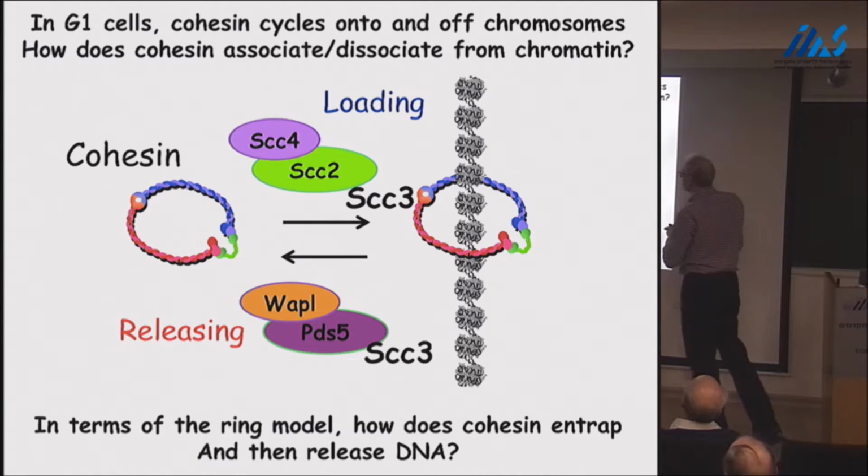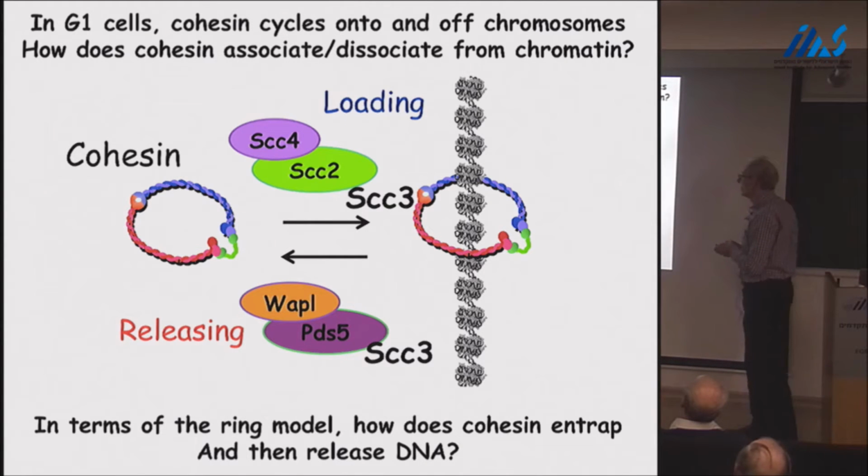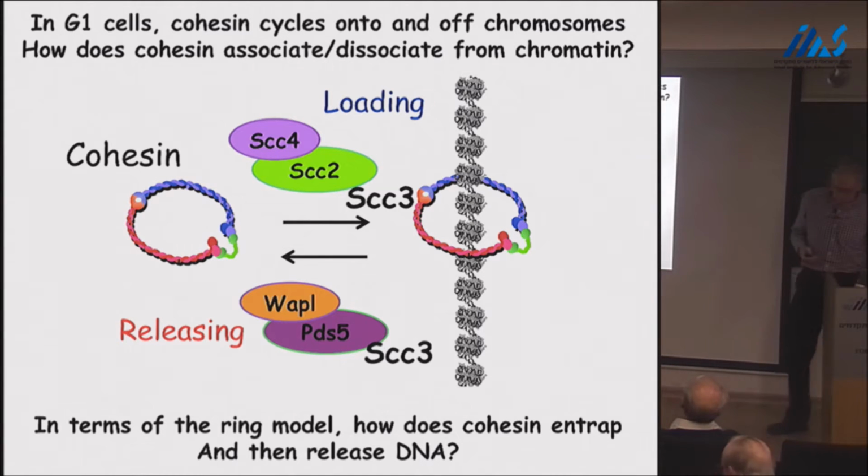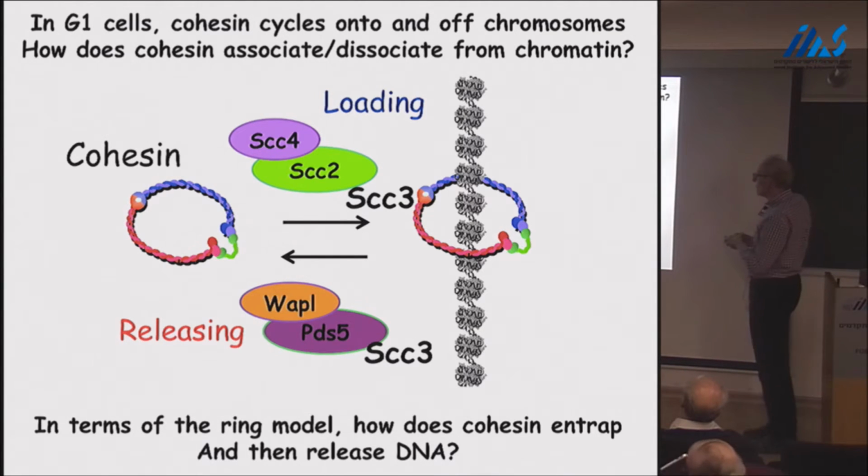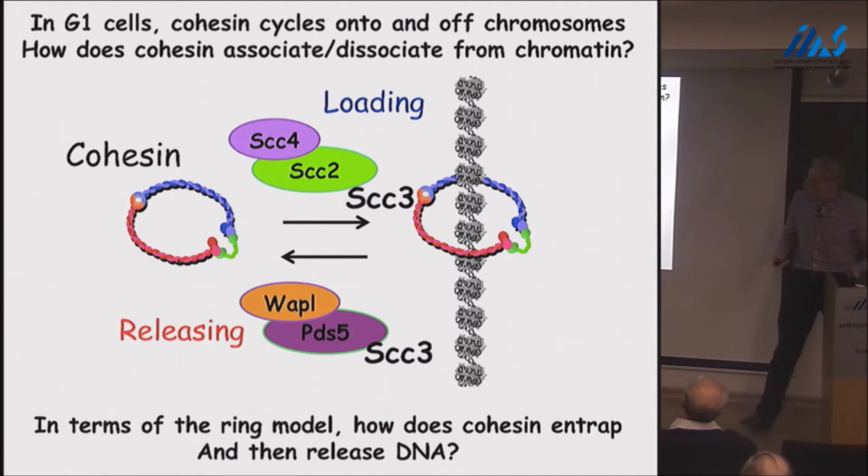And loading requires this SCC2, SCC4 HAWK, and releasing requires the PDS5 together with WAPL. And it also requires this SCC3 subunit, and loading appears to require this SCC3 subunit as well. Okay, so you need one set of HAWKs to get on and another set of HAWKs plus WAPL to get off. And according to the ring model, for loading, somehow you've got to get the DNAs in, and for release, you've got to get the DNAs out. That's what we think, according to the ring model.